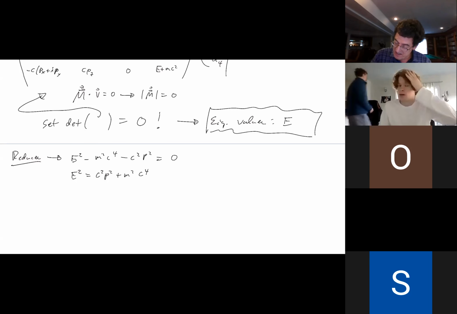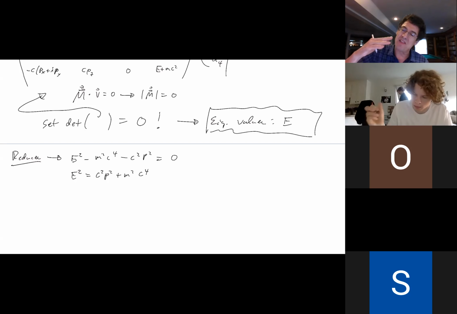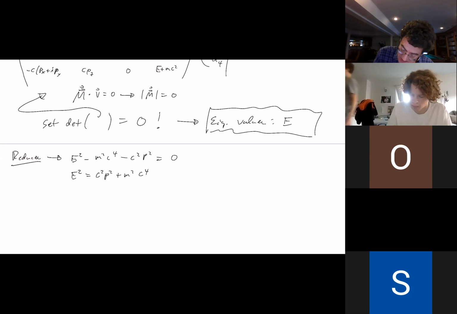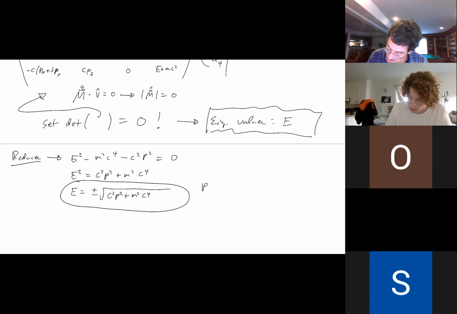And what's profound is this. This was the beauty of Dirac. He just followed the math. He made no assumptions. He just said, what does the math tell me? And he really respected the math. And he said, this tells me that E is equal to plus or minus the square root of c squared p squared plus m squared c to the 4th. And so that means that I have positive energy solutions and negative energy solutions.